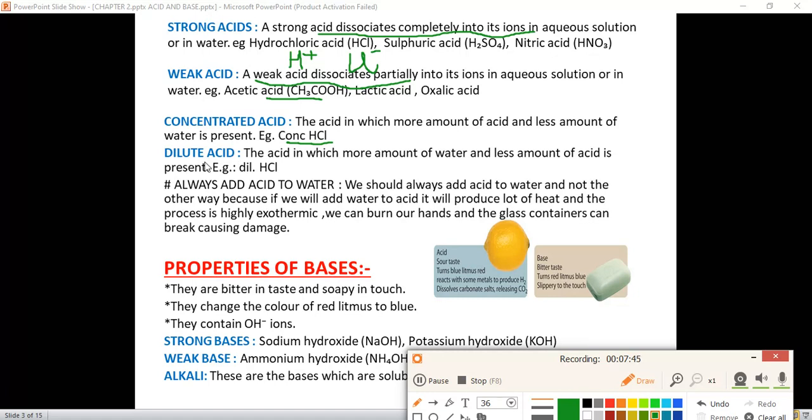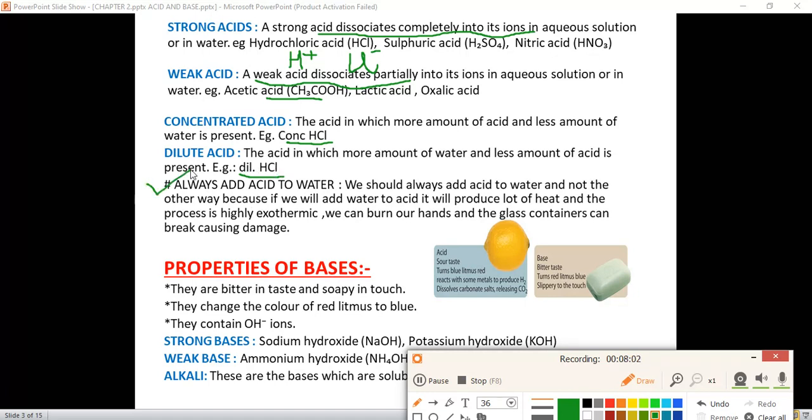Next one is dilute acid. In dilute acid, the amount of water is more and the amount of acid is less. Now we'll see the definition of dilute acid. The acid in which more amount of water and less amount of acid is present is called a dilute acid. Example, dilute hydrochloric acid, dilute HCl.